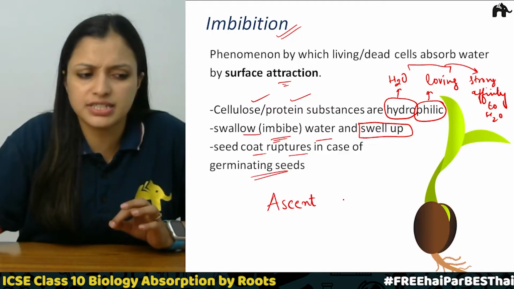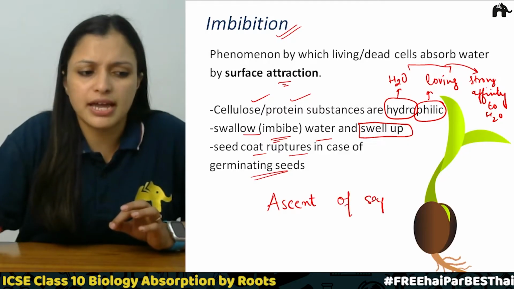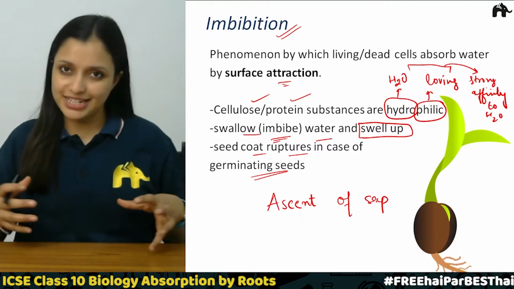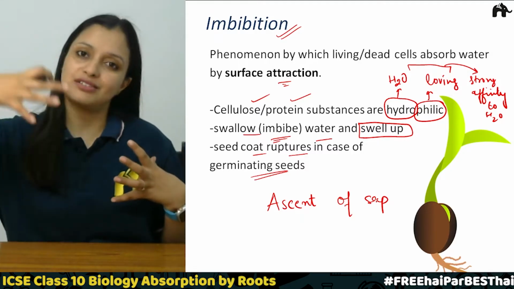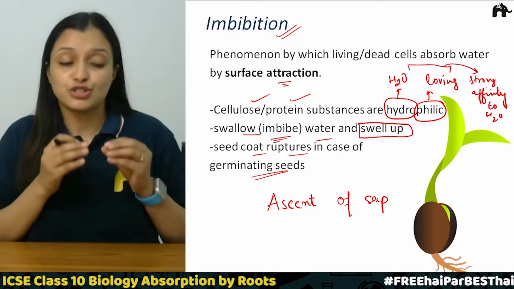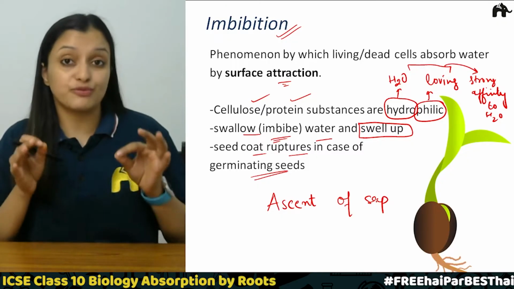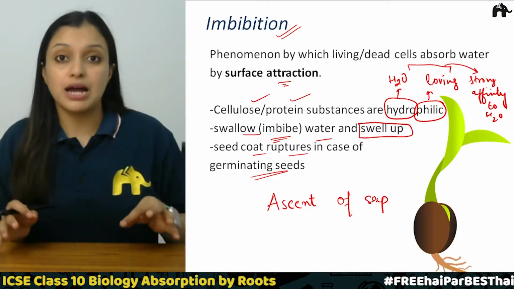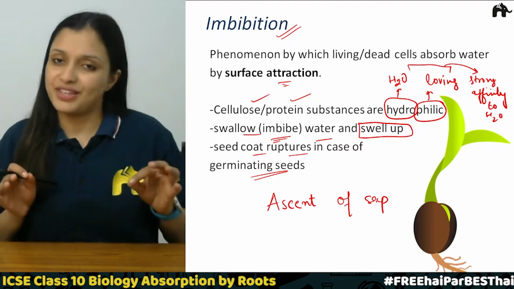So we know what the ascent of sap is: the absorption of water by the roots and sending it to all parts of the body, right? So sending them in the upward direction, that is the ascent of sap. So imbibition is one of those important phenomena which help the plants to absorb water, correct?